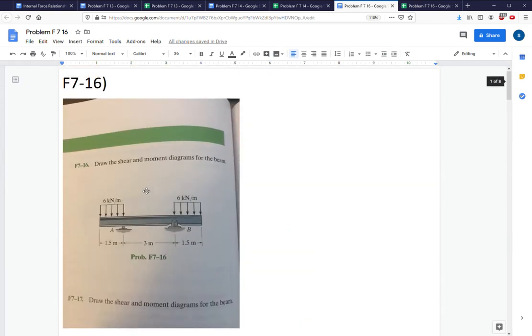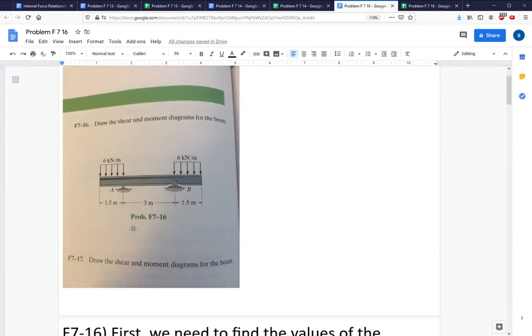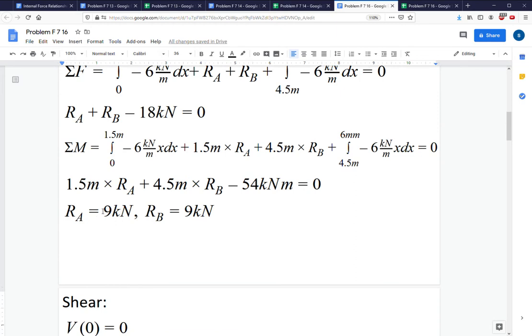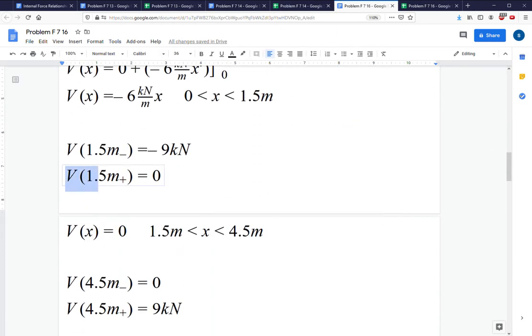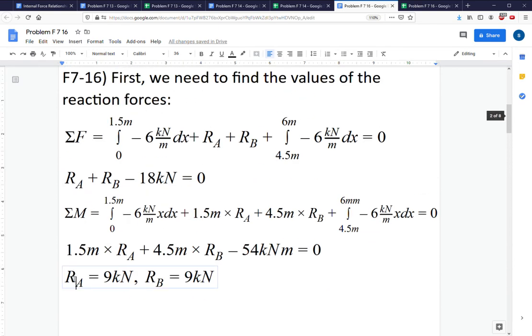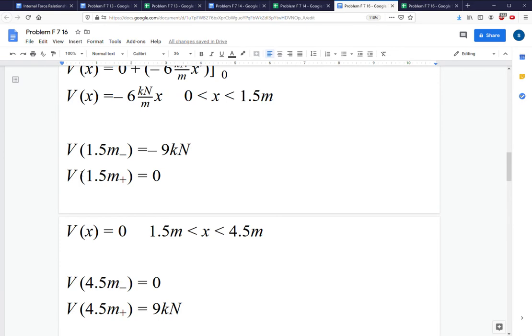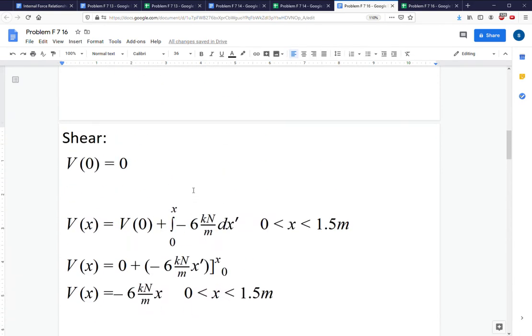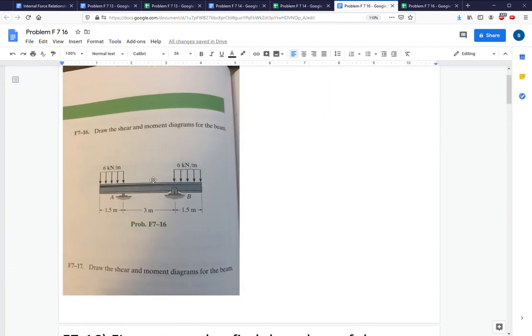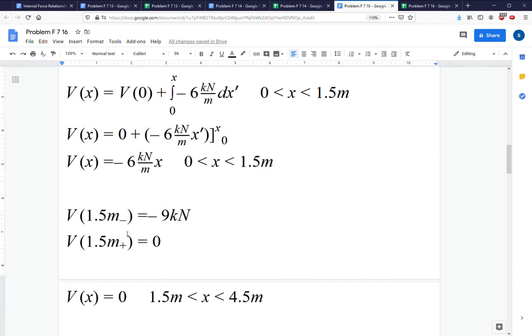But because there is this sudden applied force from the reaction at A, which is equal to 9 kilonewtons, the shear as the limit approaches 1.5 meters from above is the shear as it approaches 1.5 meters from below plus the 9 kilonewtons, which nicely brings it up to 0. Now for the second segment, there is no applied force, which means shear is constant, and shear is 0. So for all of this region, shear is 0.